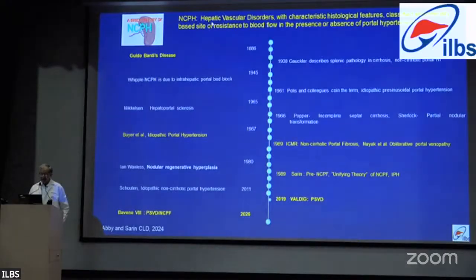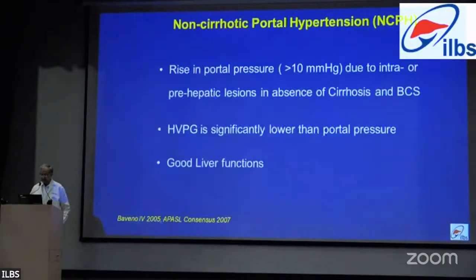So what is this disease? It's a hepatic vascular disorder with characteristic histological features, classified anatomically based on the site of resistance to flow and the presence or absence of portal hypertension. So there is a rise in portal pressure, that means portal vein pressure, of more than 10 millimeters due to intra or prehepatic lesions in the absence of cirrhosis and Budd-Chiari syndrome. And HVPG is significantly lower than the portal pressure, and the liver functions are good.